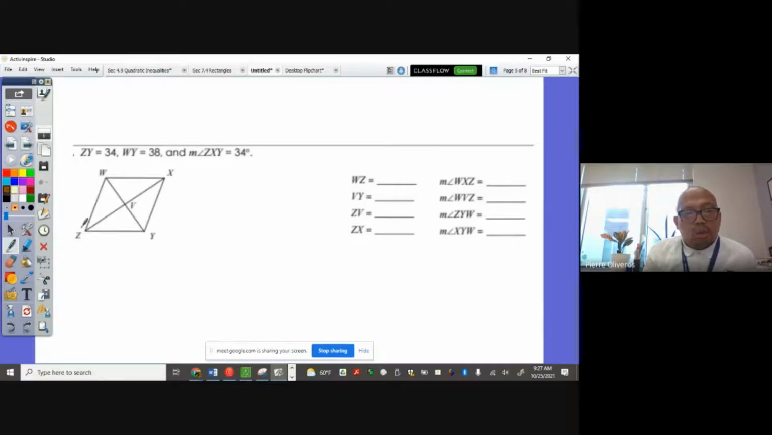Let's try this example here. I have a rhombus ZWXY. ZY is 34. WY is 38. So the entire thing is 38. So divide by 2, this will be 19, and that's 19. And find the measurement of ZXY.